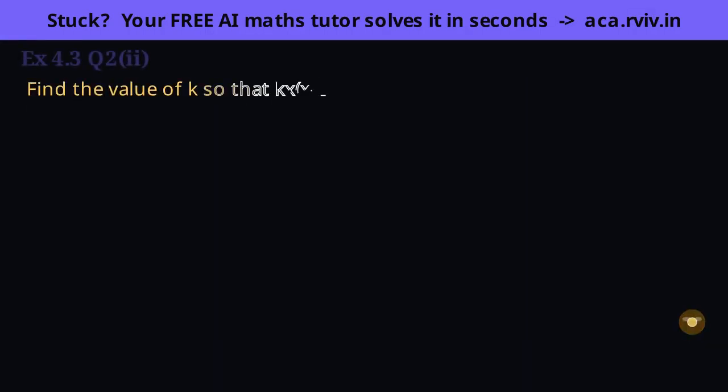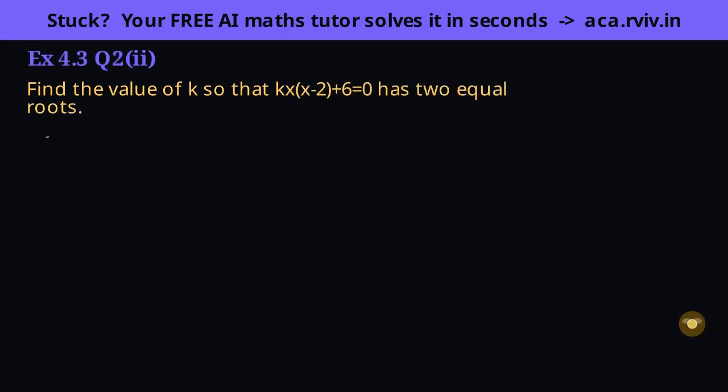Expand to standard form before touching the discriminant. Same idea, equal roots means d equals 0, but there's a trap. The equation isn't in standard form yet. Expand kx times x minus 2 into kx squared minus 2kx plus 6, so we can read the coefficients correctly. Never read a, b, c from an unexpanded equation. Now identify a is k, b is minus 2k, c is 6. Notice a and b both contain k, that's fine. It just makes the discriminant an equation in k.